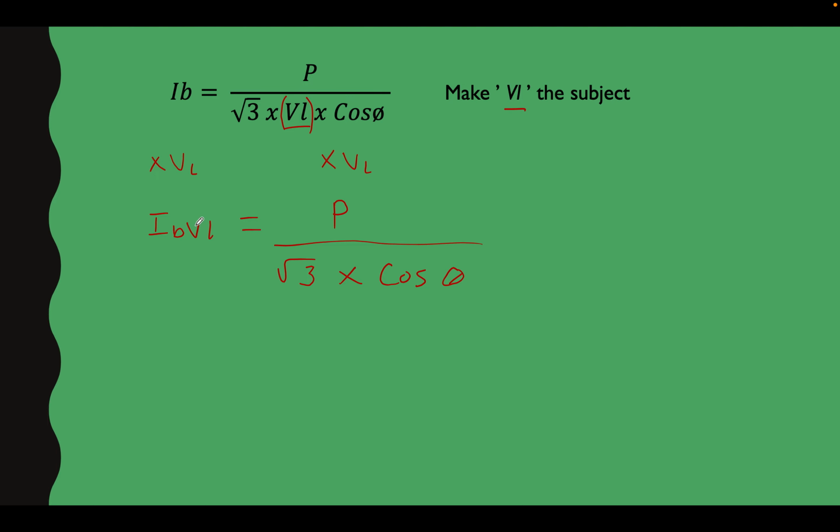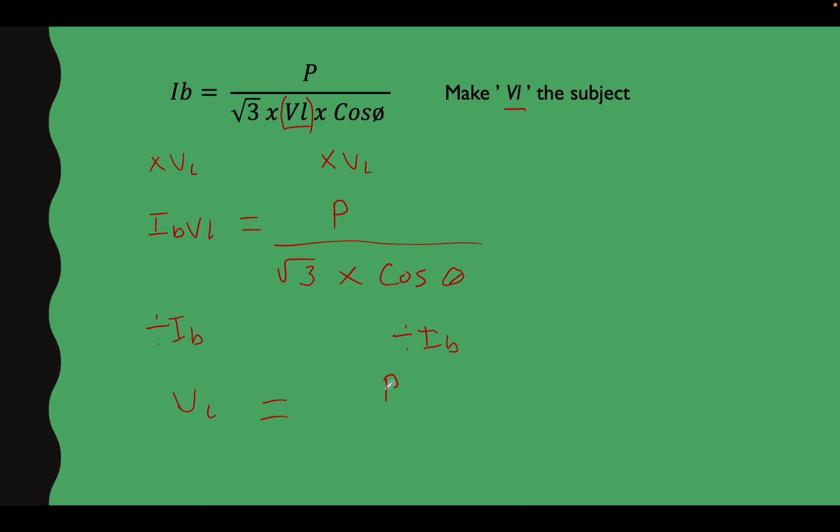Because we've still got this IB next to the VL. We want to get rid of that. So currently it's IB multiplied by VL. The opposite of multiplying by IB is going to be divide by IB, okay, isn't it? Divide by IB this side, divide by IB on this side. And what's that going to leave us with? That's going to leave us with VL on its own. Okay, so we're nearly there.